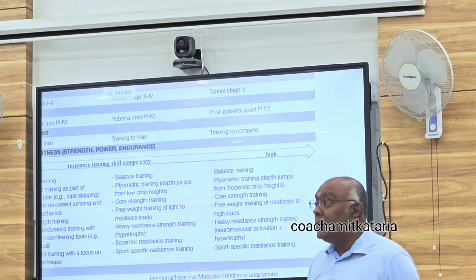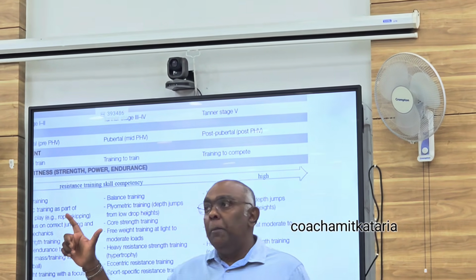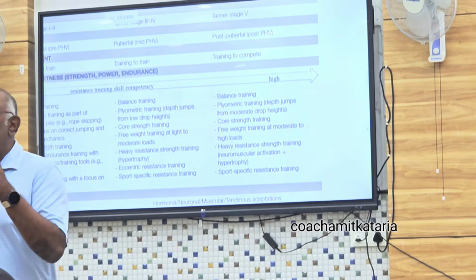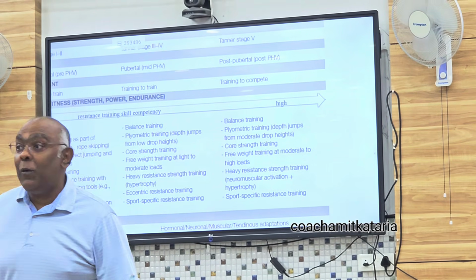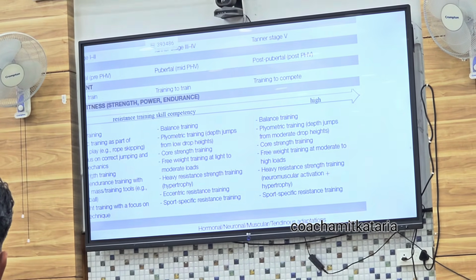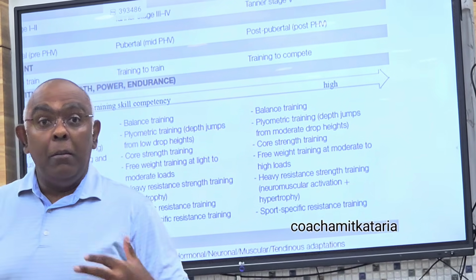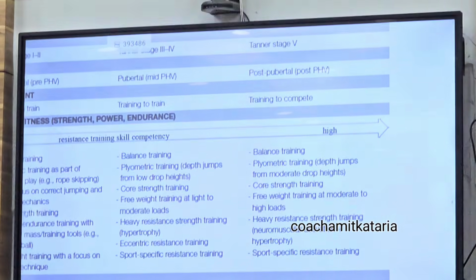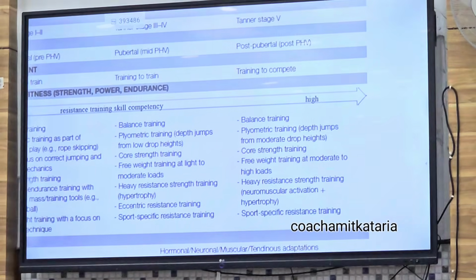Why? The body is now maturing. What are the two things we look for in maturity as things grow? One is peak height velocity, another is peak weight velocity. Peak height is how structurally my body is growing. Weight is not only muscles but also organs and connective tissues. All of this will start getting stronger.